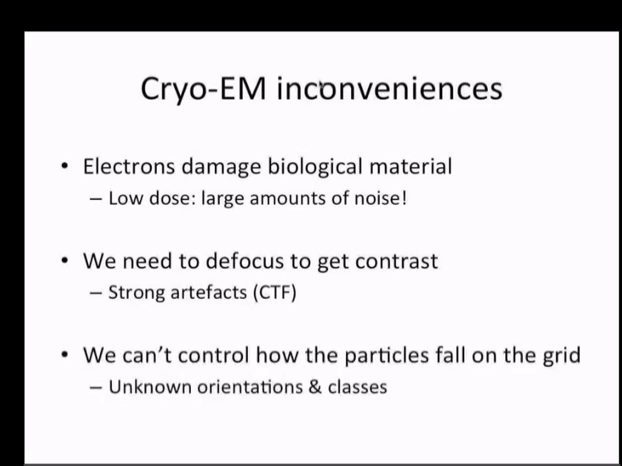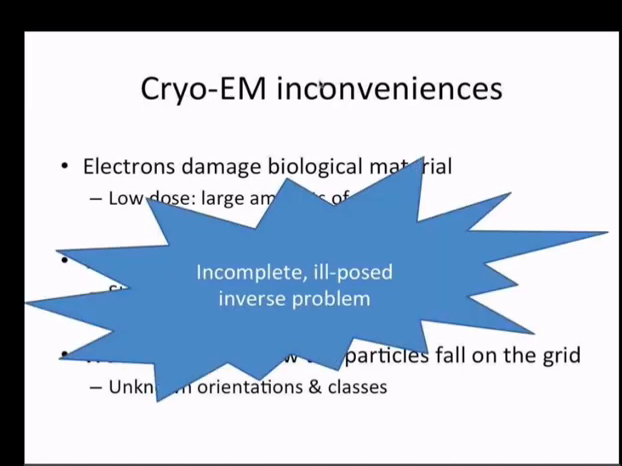And then finally, we have a solution of macromolecules that tumble around in solution, but the moment that we freeze it, we cannot control the relative orientations of all these particles. That means we have unknown orientations of projection views of copies of particles that also do not necessarily have to be all in the same three-dimensional structural states, as compositional or conformational heterogeneity may lead to the presence of multiple 3D structures in your sample. So from a more theoretical point of view, that leads to an incomplete ill-posed inverse problem.